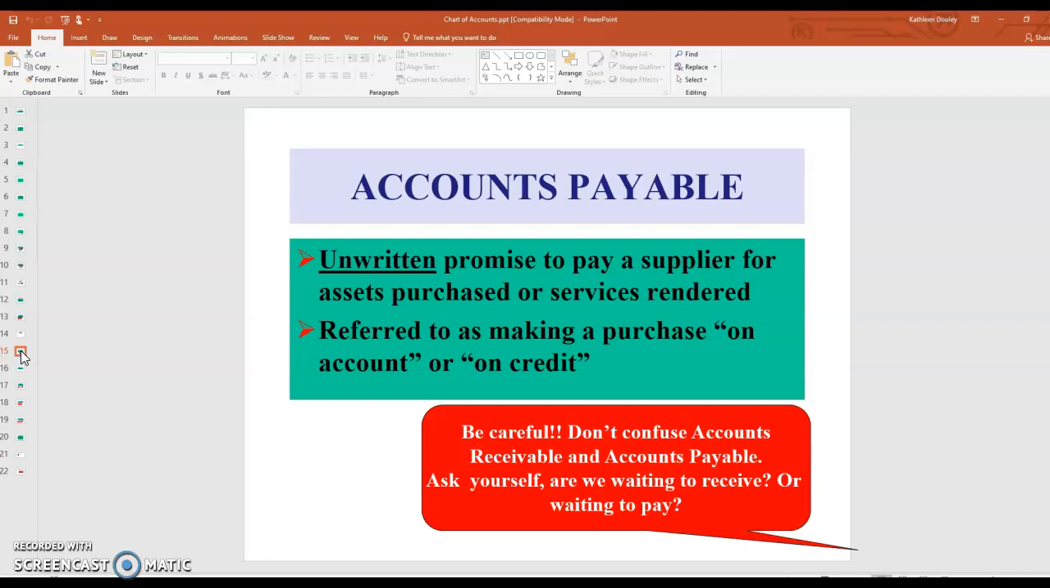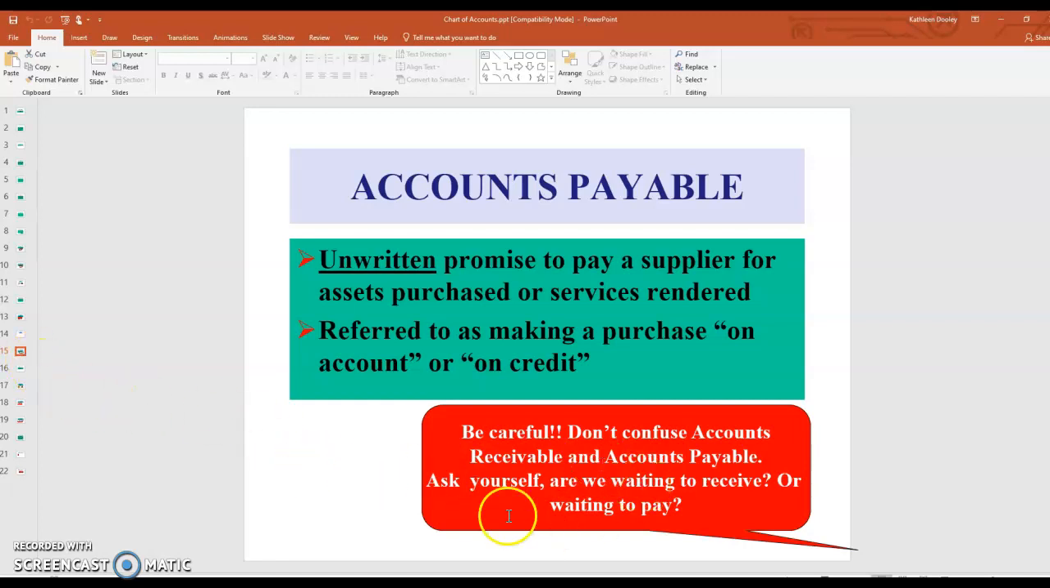Typically, if you get electricity, you're going to get a bill and you have to pay that bill. But normally, most of us don't pay the bill the day we get it. We're going to pay it in the future, next month. And so we have made a purchase of electricity service on account. So if the business does that, then that is also part of accounts payable.